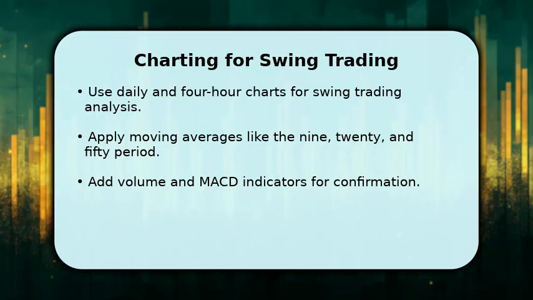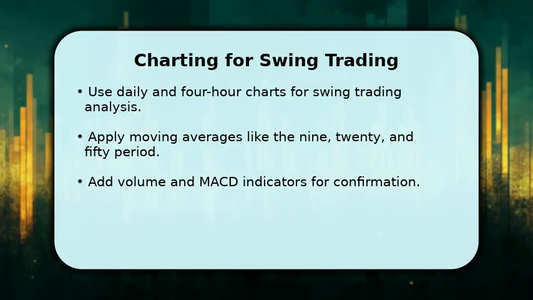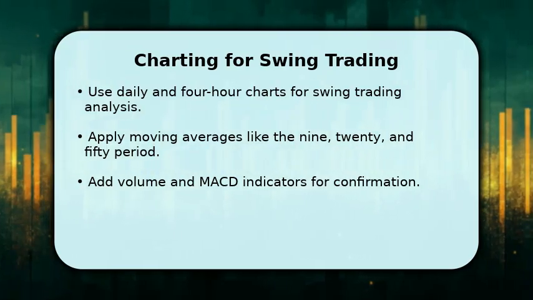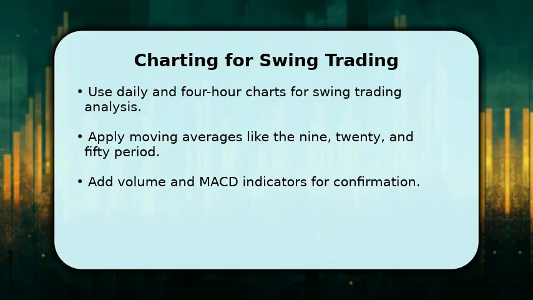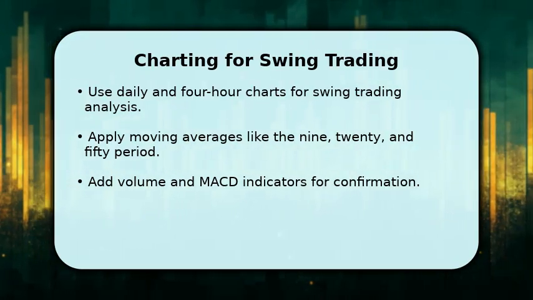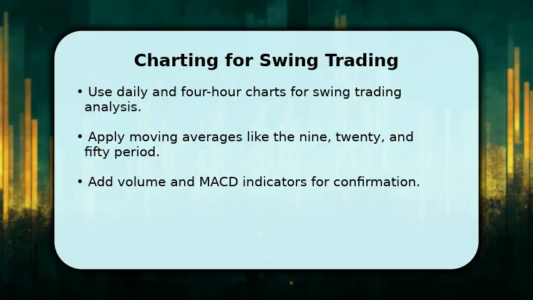For effective swing trading, configure your charts using daily and 4-hour timeframes. Add 3 exponential moving averages, a 9-period, a 20-period, and a 50-period. These help identify short-term and medium-term trends.